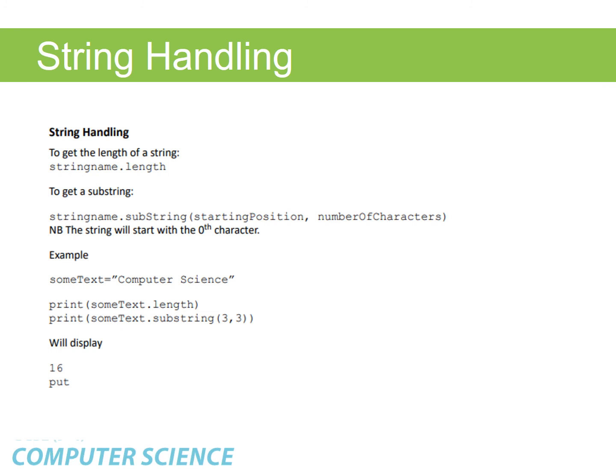So you can see, for example, the example below, if you've got some text equal to computer science, print sumtext.length would give us 16, it's including the space, remember, and sumtext.substring(3,3) would be put. It's the starting position, which is P. Remember the C is at position 0, so that means O is 1, M is 2, P is 3, and we want 3 characters. So the first one, the second one, and the third one.